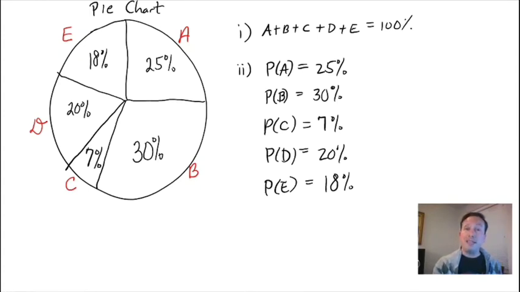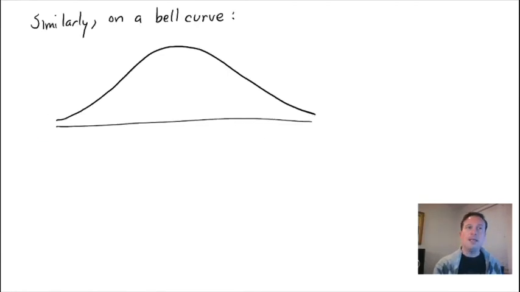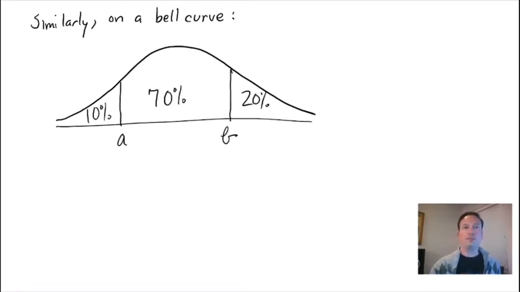We can apply that to other plots. Typically, we only see this in a pie chart because it's so common. How about on a bell curve? We can slice up a bell curve in the same way that we slice up a pie chart. For example, suppose I just randomly slice up the bell curve like this, where I have 3 wedges or sections broken up at A and B.